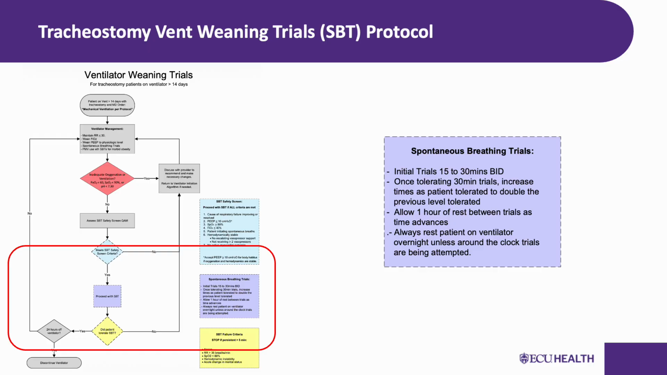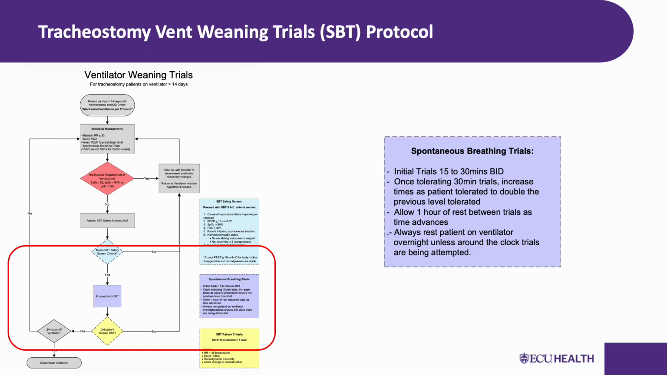Initially, you're going to start with short trials, 15 to 30 minutes twice a day, BID. This is conservative by design. These patients have been on the ventilator for more than 2 weeks. Their respiratory muscles have deconditioned. You would not ask someone who's been in a hospital bed for 2 weeks to go run a mile. Similarly, you're starting with short breathing sprints to build endurance.